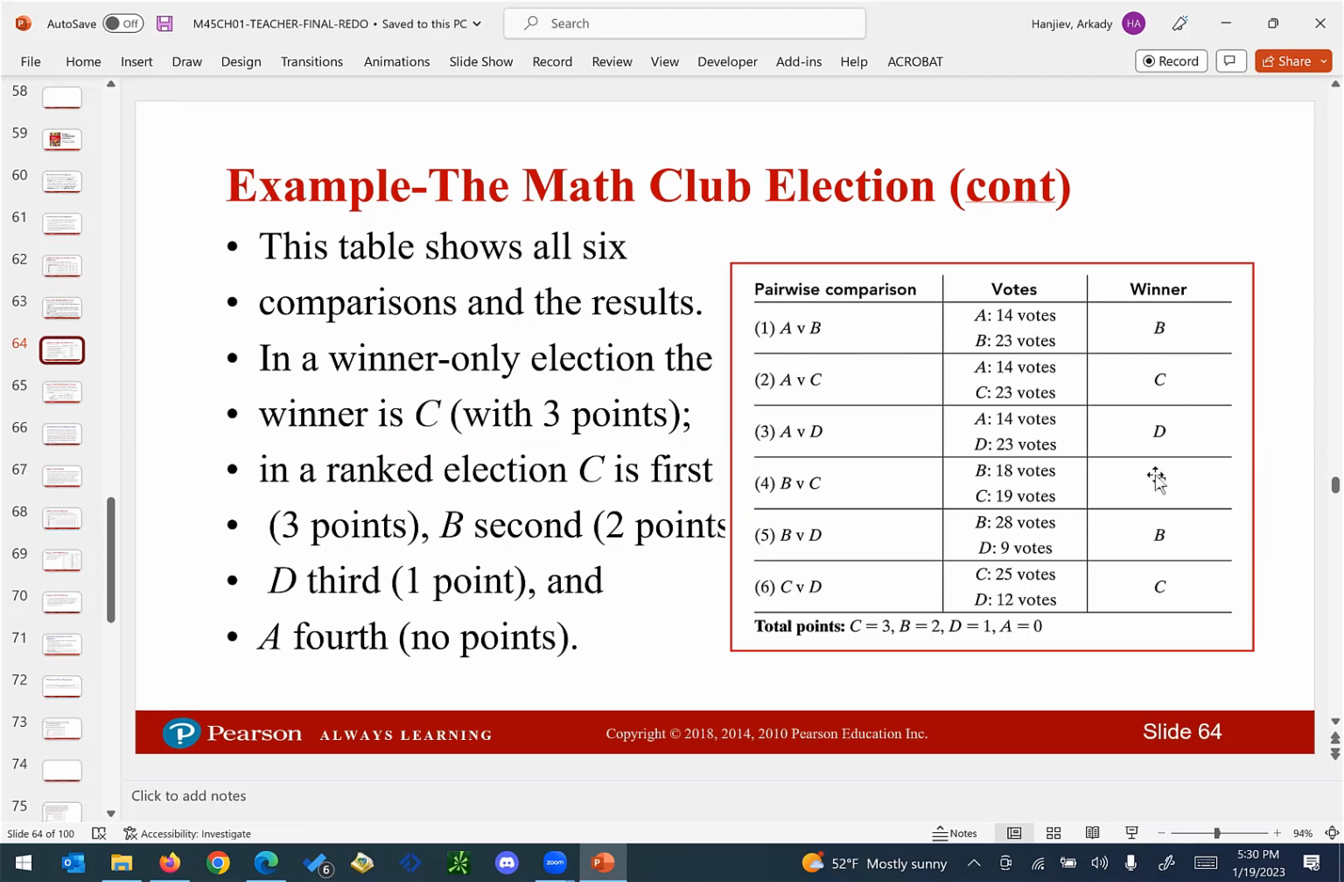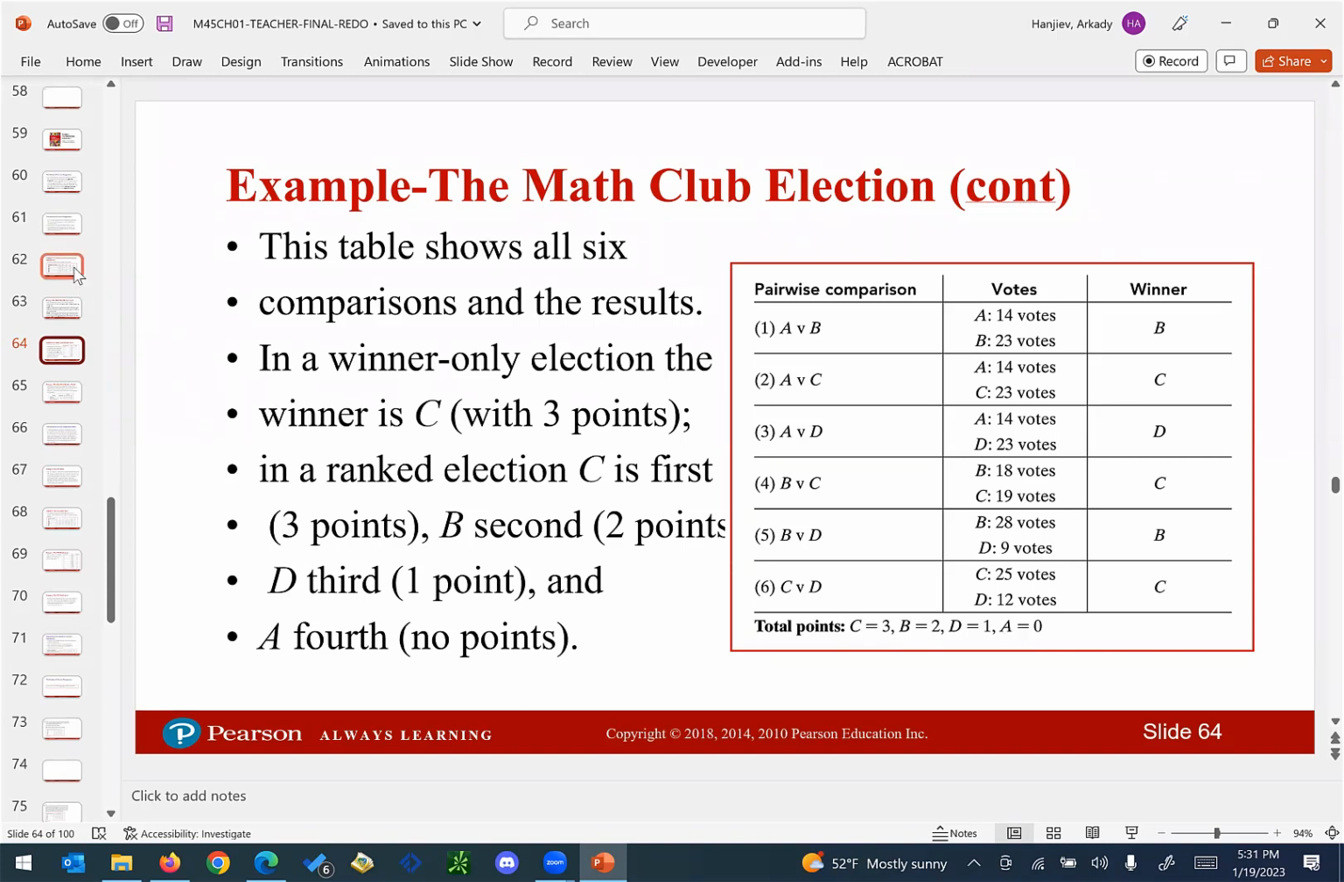So it looks like A gets 0, B won twice, C won 3 times, and D won once. So the ranking is C is first place. So Carmen gets to be the president. Boris, second place. Dave gets second to last place, and Alicia is in last with 0 points.